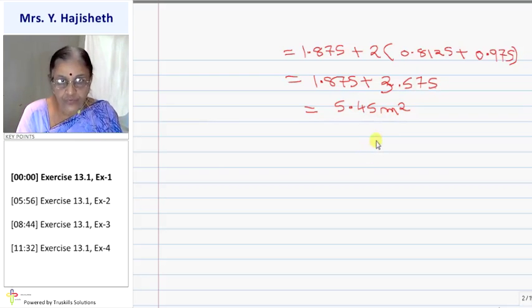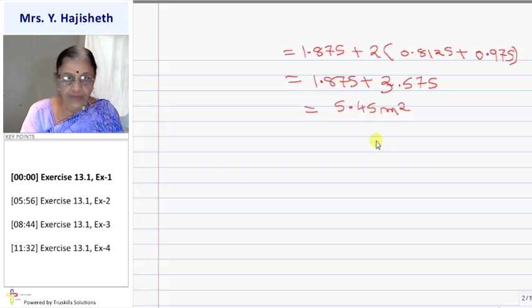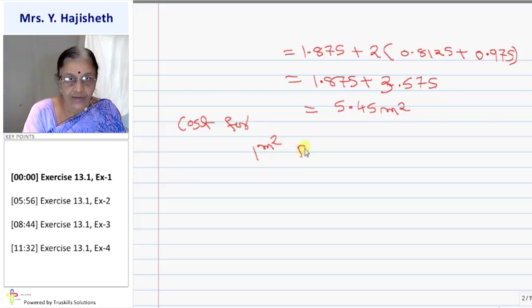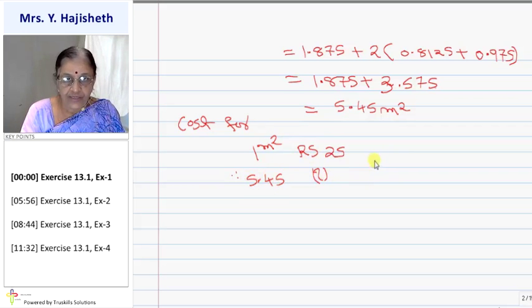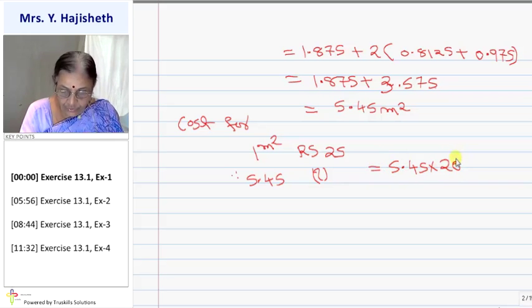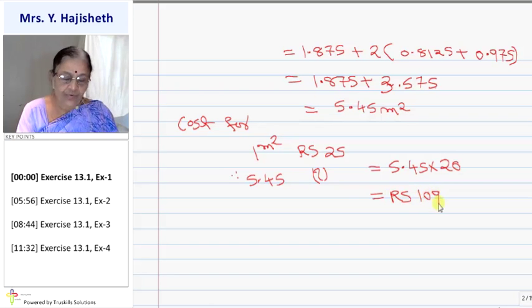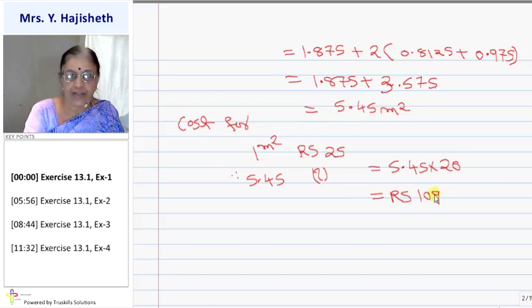Now the cost for 1 meter square is 20 rupees. Okay. Cost for 1 meter square is rupees 20. So the cost for 5.45 meter square is how much? So it is 5.45 into 20. So it is rupees 109. So the cost required for that plastic sheet is rupees 109. Okay.